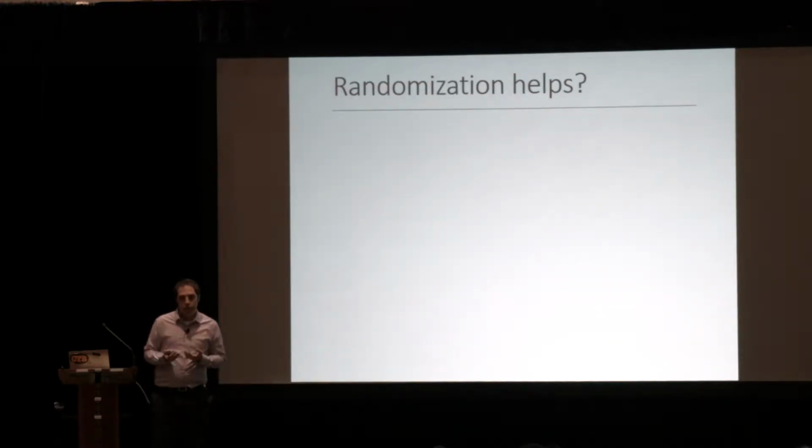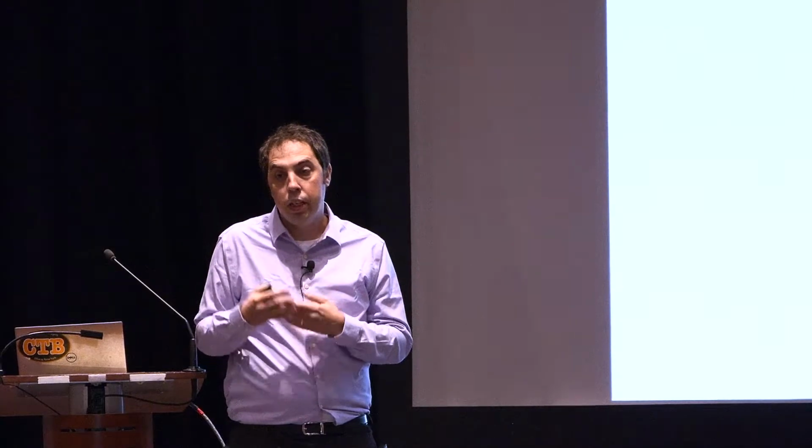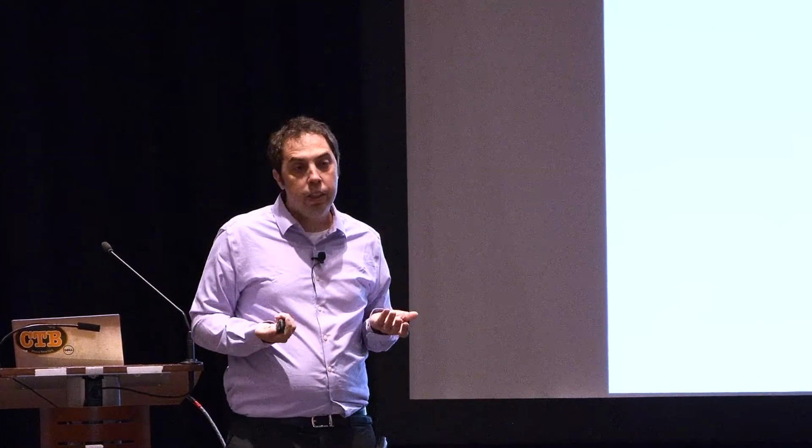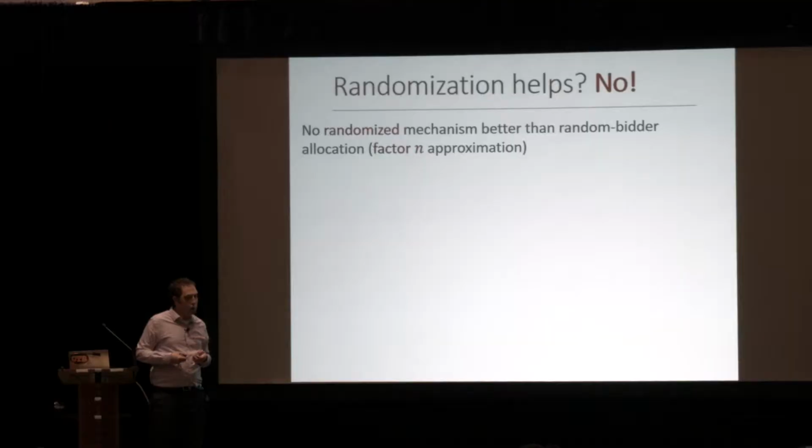Okay. So as I said, we saw an example where a deterministic mechanism can get no bound. A natural question to ask is, can randomization help? And unfortunately, the answer here is no as well. There is an instance where any random mechanism loses a factor of n compared to the optimal allocation, which is basically the same as giving just the item to a random bidder, to a uniformly random bidder.